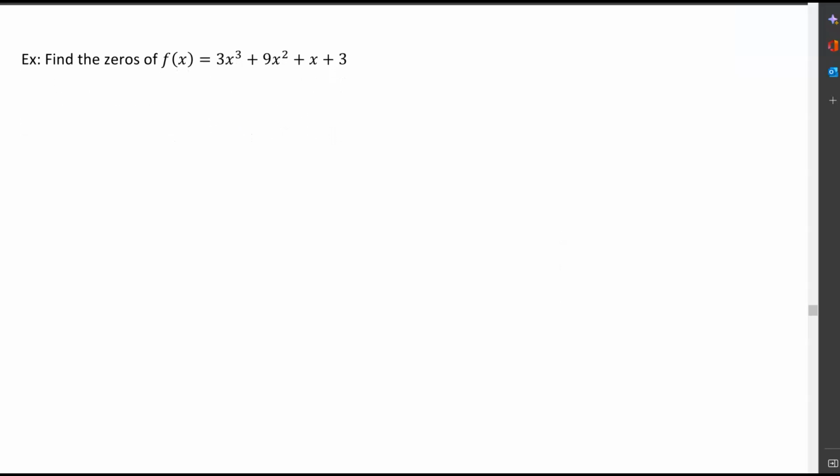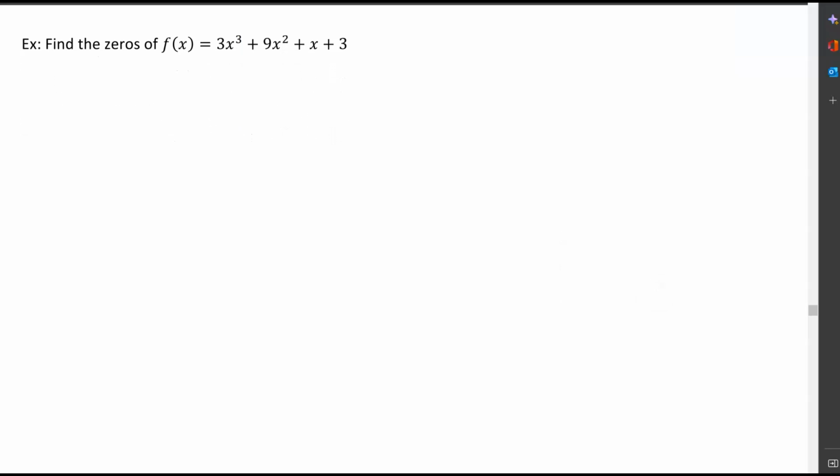So let's look at this first example. Find zeros of this polynomial f of x equals 3x cubed plus 9x squared plus x plus 3. So our leading coefficient is 3. Our constant is 3, so we're going to use the theorem we were just looking at earlier. So we have our a of n is equal to 3, which is also our q. Our a sub naught is also equal to 3.